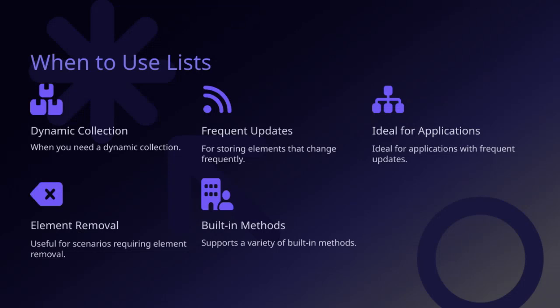Now let's talk about when lists are ideally suited. They are perfect for applications that require frequent updates, meaning you often need to add or remove elements as things change. Lists also support a variety of built-in methods, which makes managing your data much more straightforward and efficient. If you're dealing with scenarios where elements change often, such as adding new items or removing existing ones, a list is very useful. It's especially handy when you need a dynamic collection, something flexible that can grow or shrink as needed.